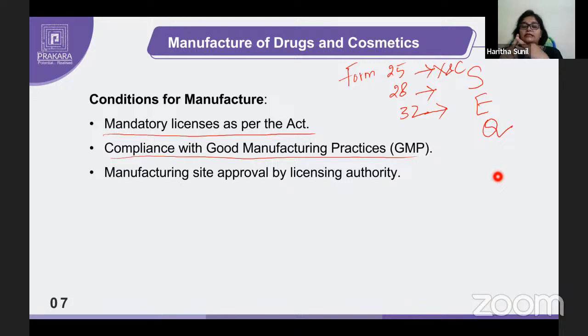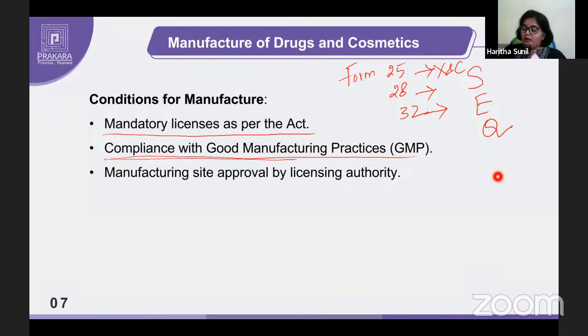And then for facilities and equipment, they should be properly designed, maintained, and sanitized to prevent contamination. And then documentation. Detailed records of the manufacturing process, quality checks, and distribution for traceability, everything should be there in the documentation. And also quality control, a rigorous testing of the raw materials, in-process samples, and finished products will also be done under this.